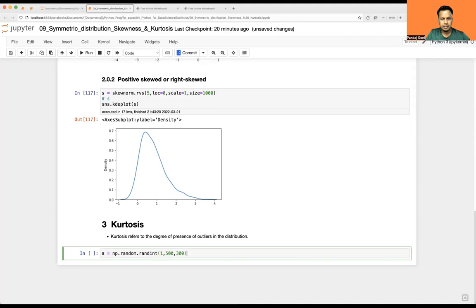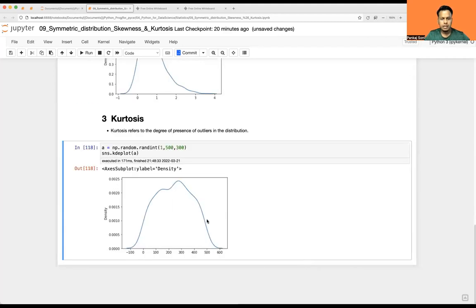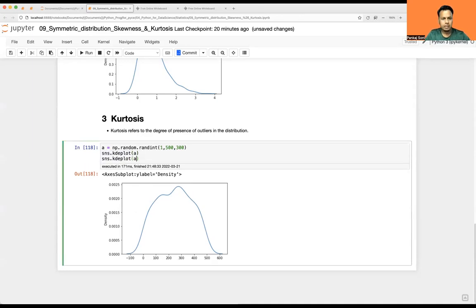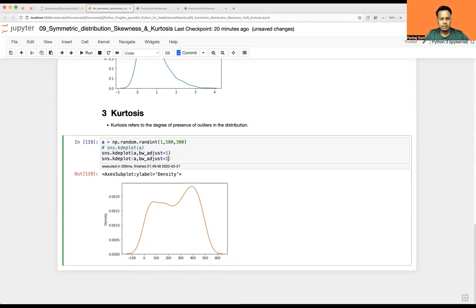I'm generating 300 values. Okay, let's go ahead and do the sns.kdeplot. So let's say this is your data, and now there is one parameter called bandwidth. Adjust it. If you just give, let's say, bandwidth 1, what will happen in this case? Okay, this is the same. I'm just going to comment it out, and here I'll give 3.